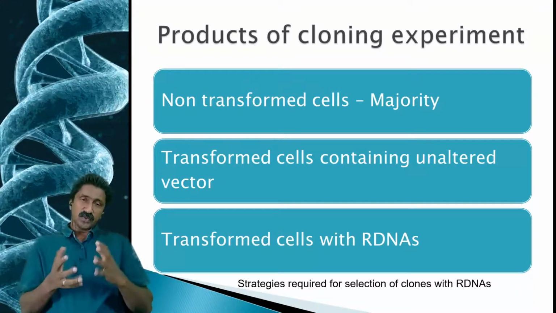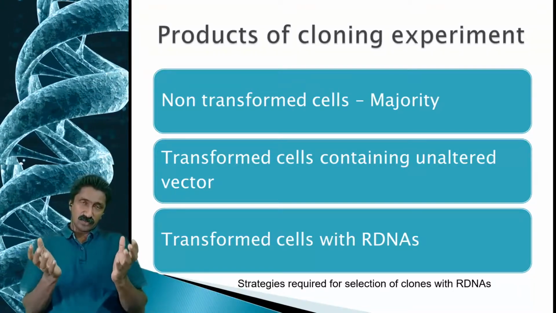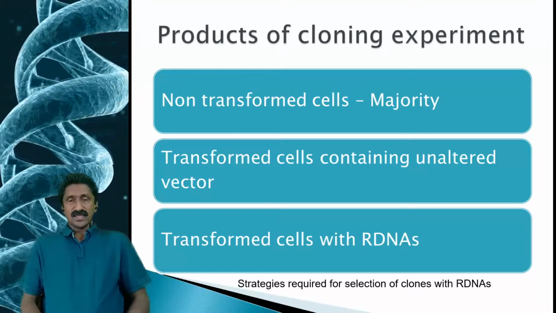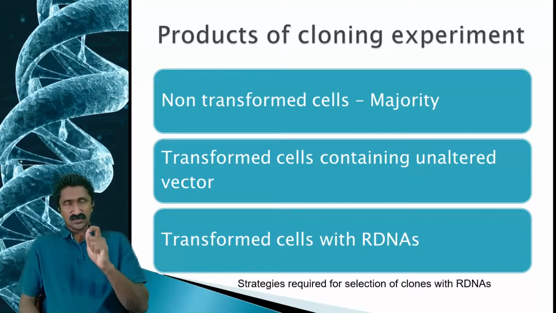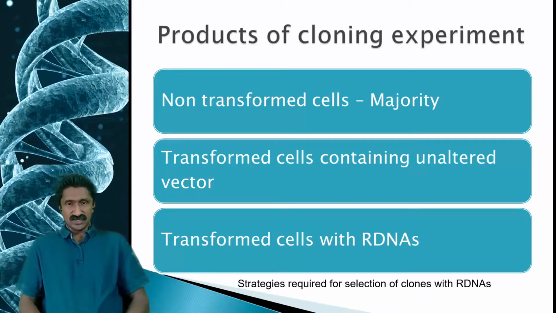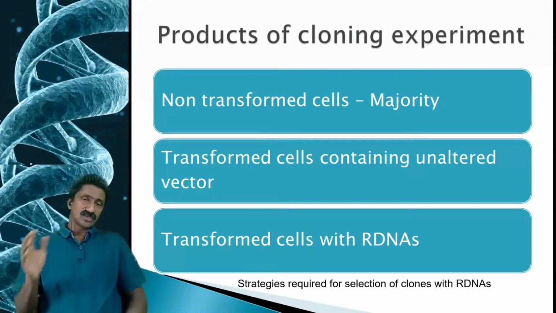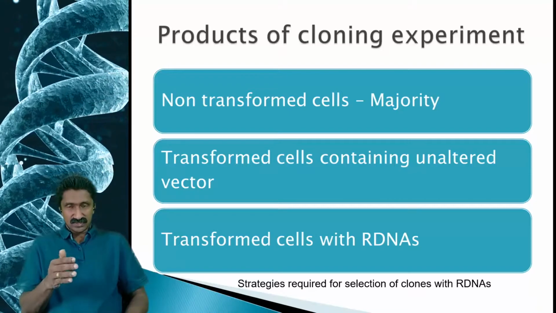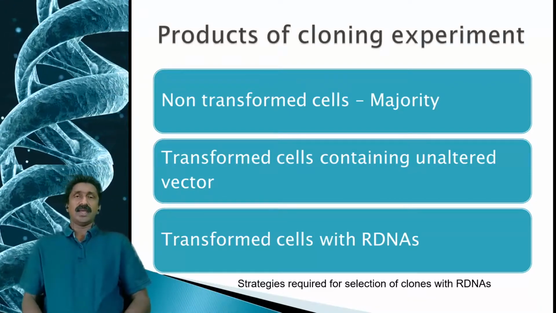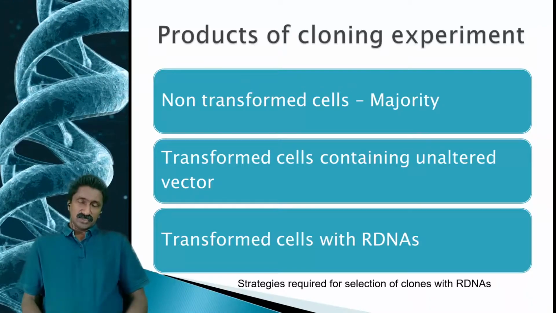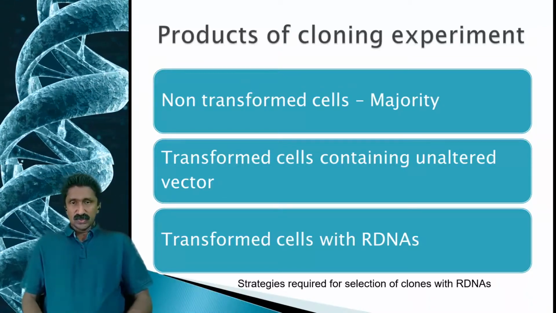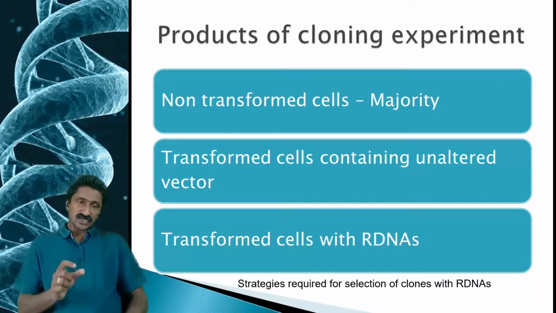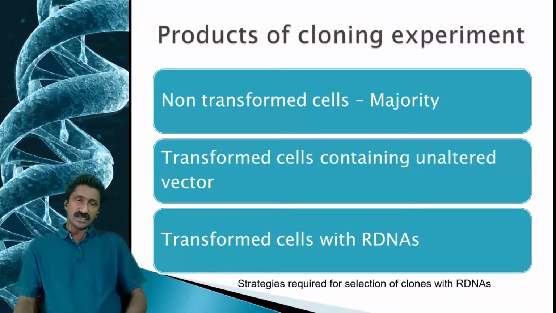So out of these three possibilities, in a pool of cells which contains these three categories of host cells, we have to identify the transformed cells with the actual rDNA construct and eliminate the non-transformed ones and the transformed ones without the DNA construct. These two populations need to be excluded from the cell mass or culture medium. That constitutes the screening strategy. So we require various strategies for the selection of the clones with the concerned rDNA construct.